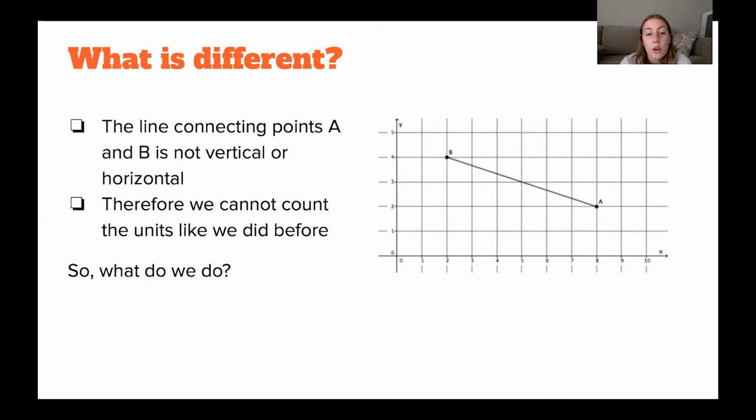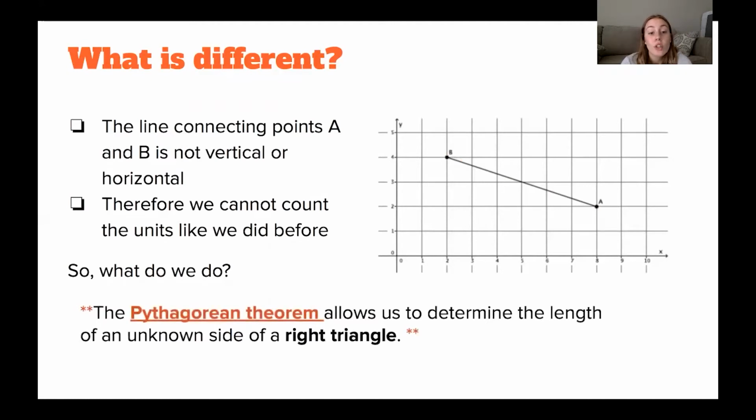That's the big question. What do we do if we have 2 points that don't connect on a vertical or horizontal line? Well, we just learned about the Pythagorean theorem, and that allows us to determine the length of an unknown side of a right triangle. Okay, but this isn't a right triangle, so what are you thinking? What thoughts come to mind? How can we make this a right triangle?